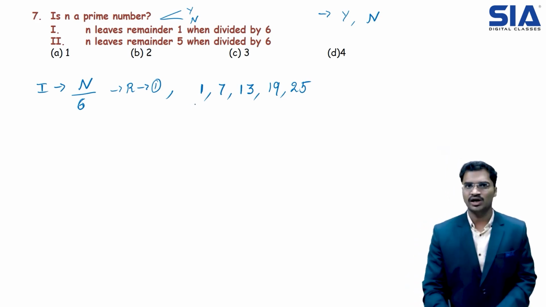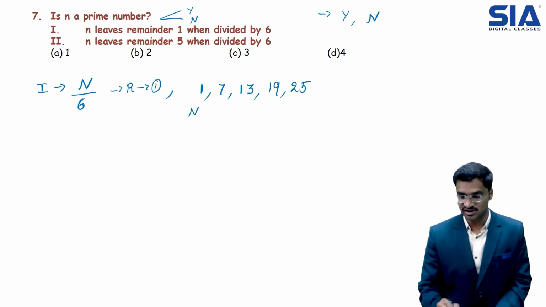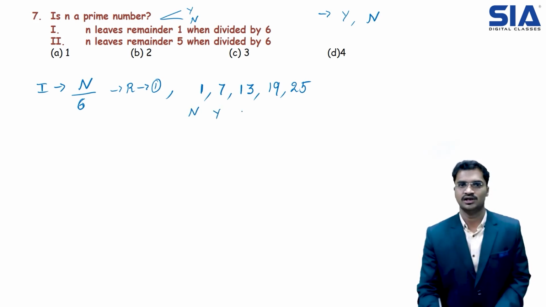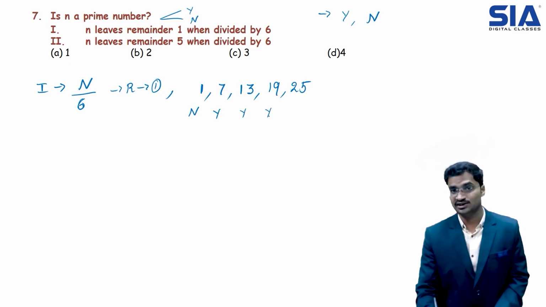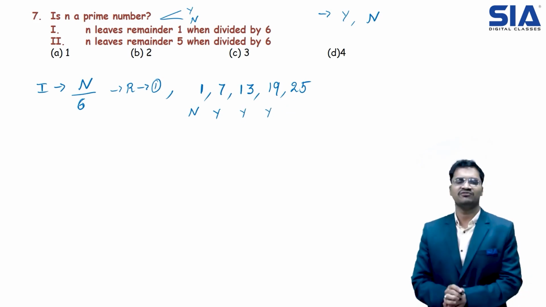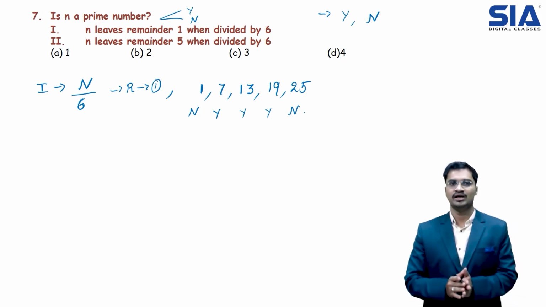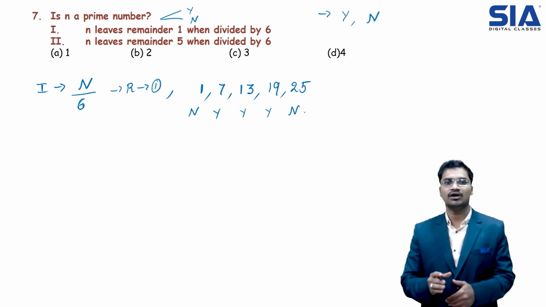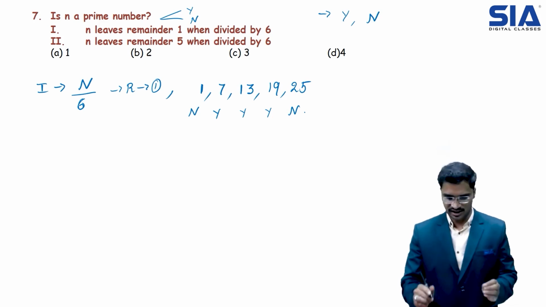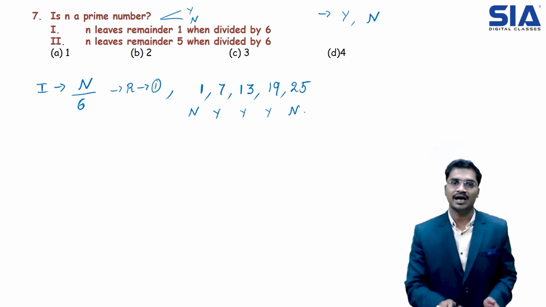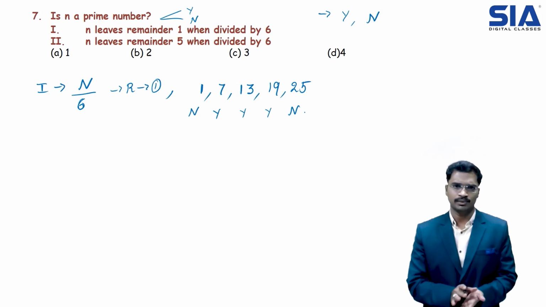Is 1 a prime number? No, 1 is not a prime number. And 7 is a prime number? Yes. 13 is a prime number? Yes. 19 is a prime number? Yes. But 25 is not a prime number. So using statement 1, I cannot affirmatively say whether n is a prime number or not.